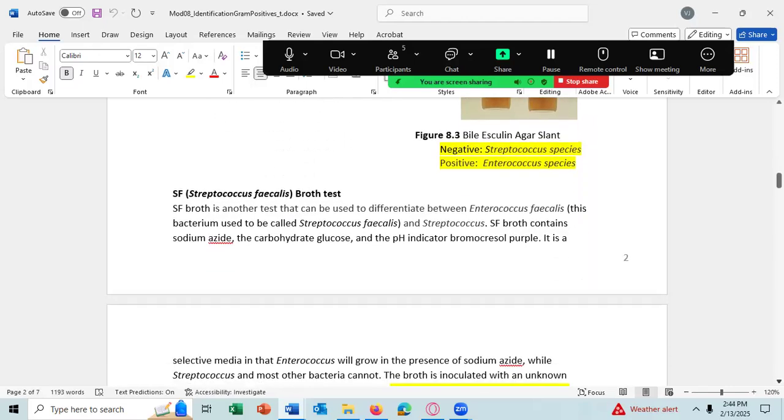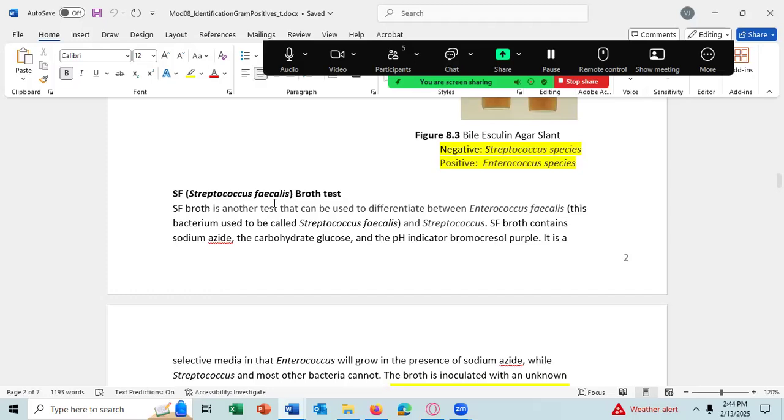All right. The SF broth test is named after Streptococcus faecalis, which is no longer called Streptococcus faecalis. It is now called Enterococcus faecalis. But this test was started before they renamed the species. And in the old days, how you determined if the species was Streptococcus faecalis from the other members of the Streptococcus family was you ran the SF broth test.